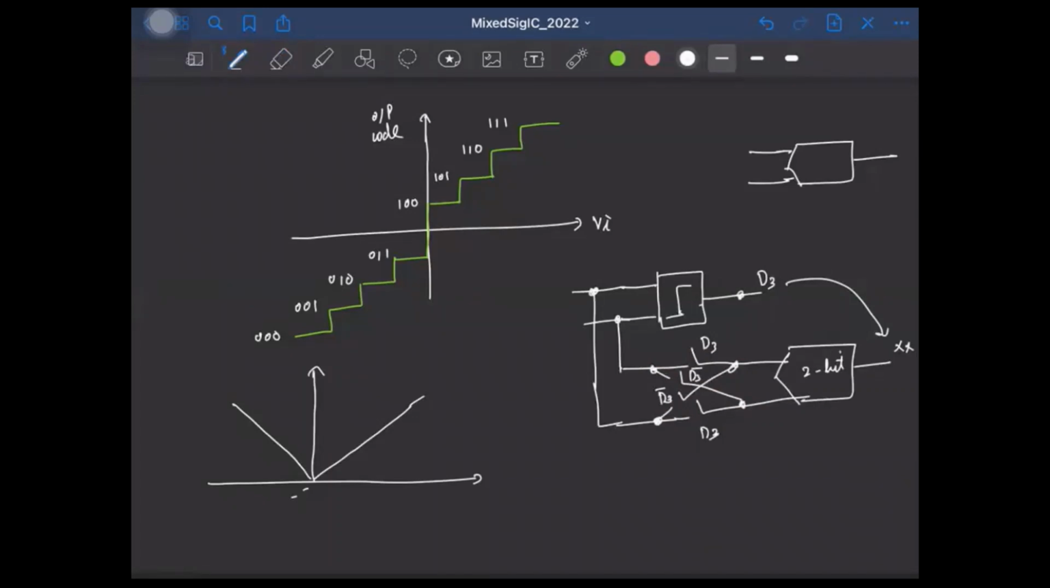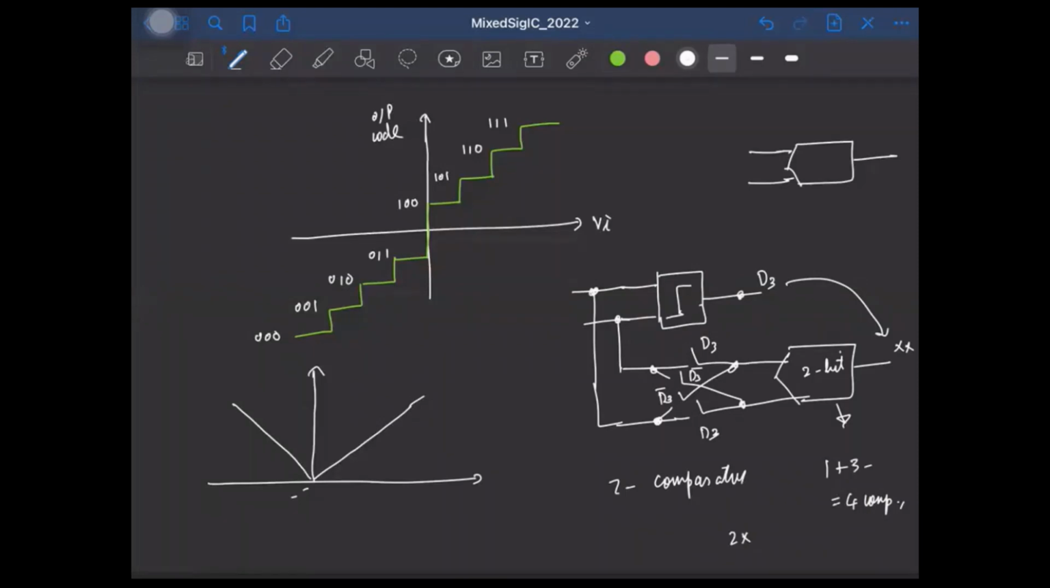So the advantage is that for realizing a normal 3-bit ADC, we need a total of 7 comparators, right? But now we have only a 2-bit ADC, which requires only 3 comparators, plus we are using one additional comparator for detecting the sign of the input. So we have 3 plus 1, only a total of 4 comparators, right? That's around a 2x reduction in the number of comparators you need.